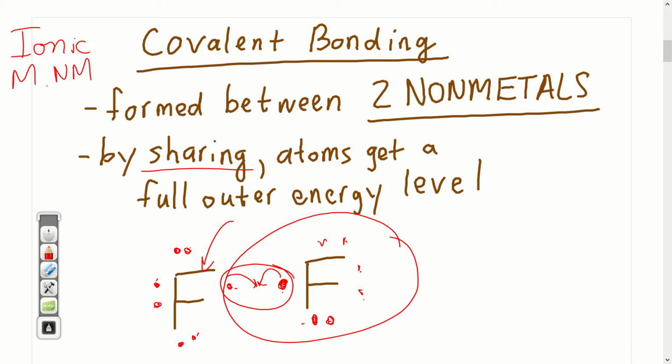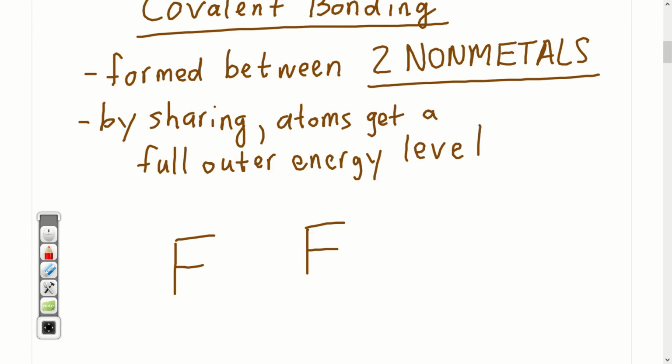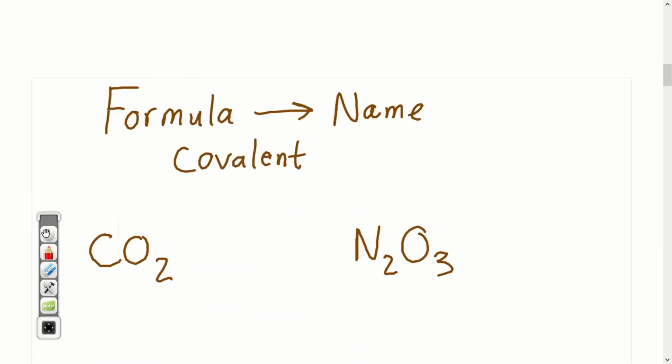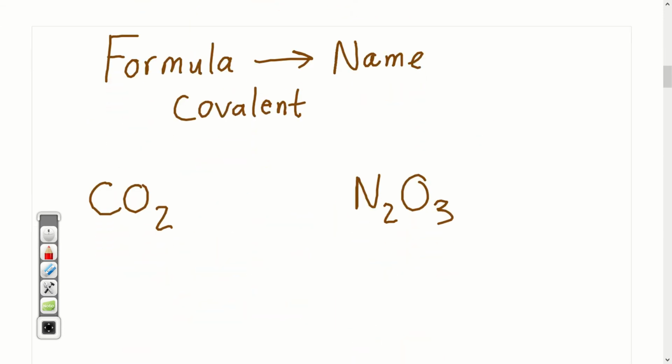So by sharing 1 electron each, the one that fluorine is sharing, it still has, but it's now also receiving the other electron as well in a shared relationship, in a covalent relationship. So we're going to be sharing these electrons. Therefore, how do we name these compounds? How do I go from formula to name? How am I going to try to name these guys?